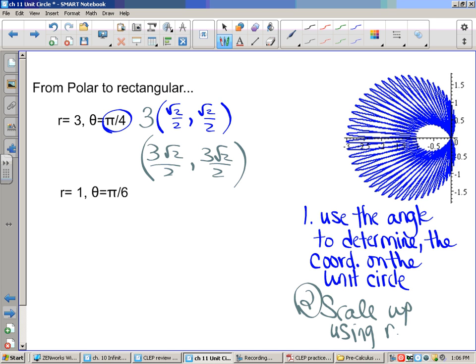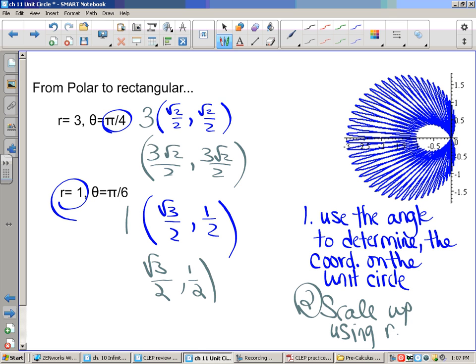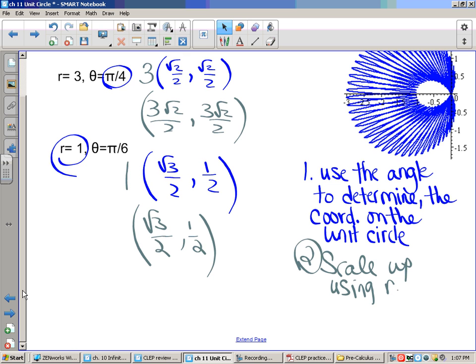Let's try another one. Pi over 6. The coordinates of pi over 6 are root 3 over 2, comma 1/2. Then I'm going to scale it using 1, which means multiplying everything by 1, so the rectangular coordinates would be root 3 over 2, comma 1/2. You might ask, will there be negatives and all that stuff? Yes, but not today. We'll work with just the first quadrant for now until we get quite comfortable, and then we'll move into that. All right, and that's how you deal with polar coordinates.